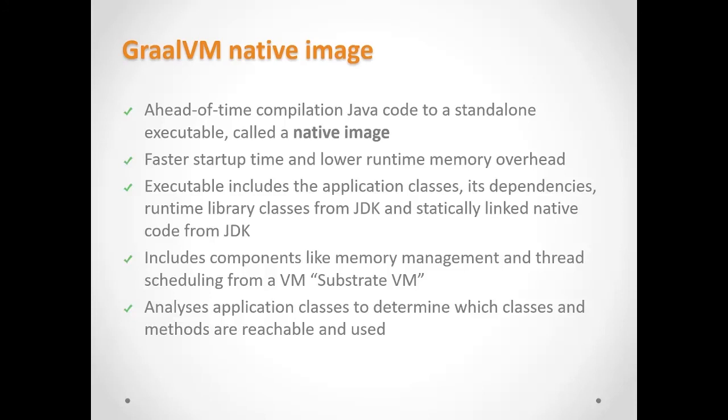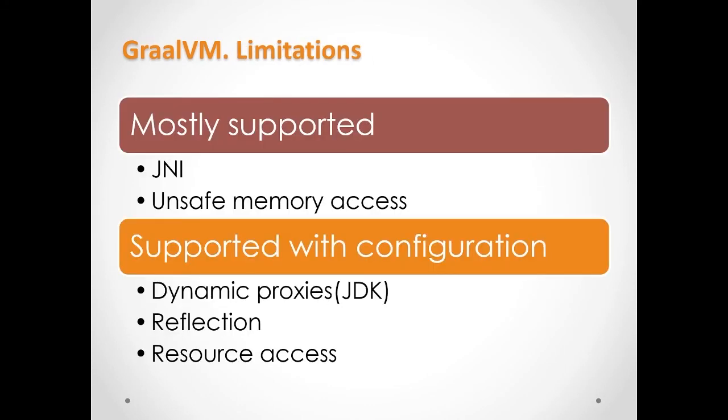So this native image will contain special components like memory management, thread management or scheduling, and it will contain all your application classes, dependencies, JDK classes, like your usual Java application. But when this image is built, it will analyze which classes are not used, and they will just be dropped from the image. Is it easy to use GraalVM for Spring and Spring Boot applications?